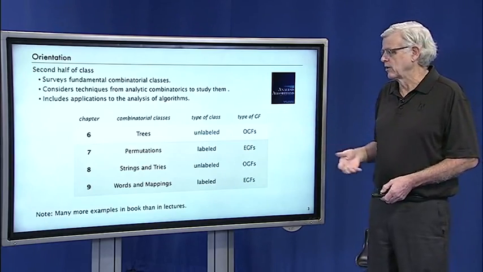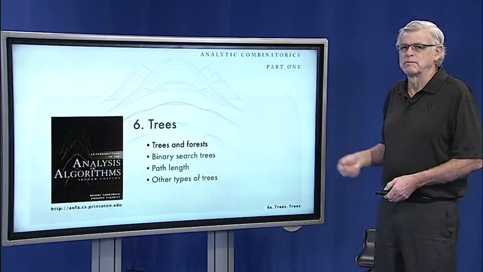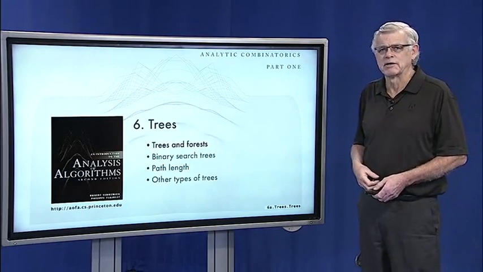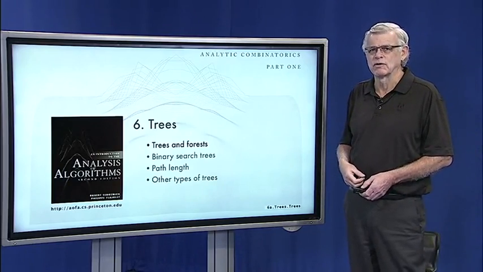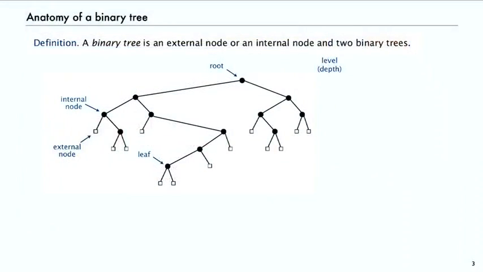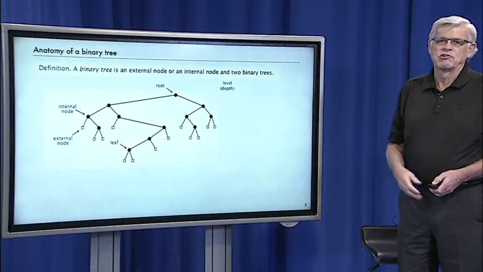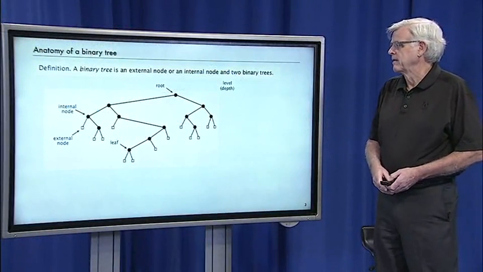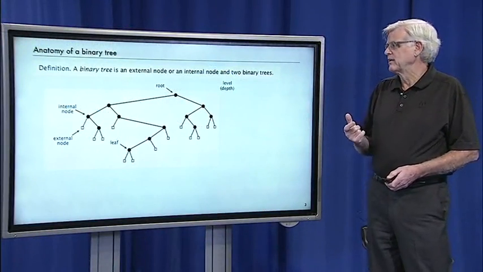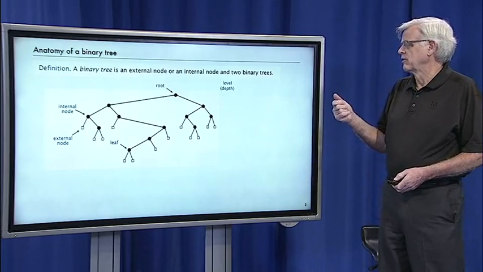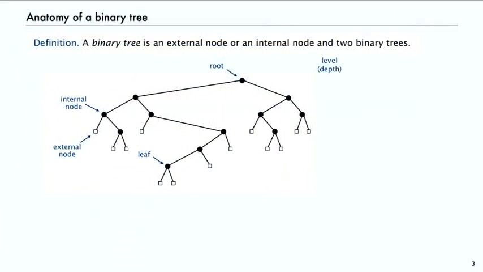So today we're going to begin with trees. And we'll start off by talking about basic definitions of trees and forests. To begin, I'll review what we've talked about in terms of binary trees, by contrast with the general trees that we're going to talk about today. Recall that a binary tree is an external node or an internal node and two binary trees, where the order of the internal nodes is significant.